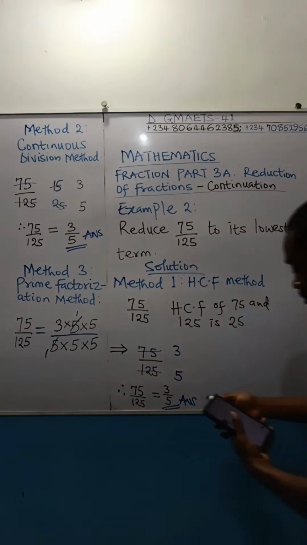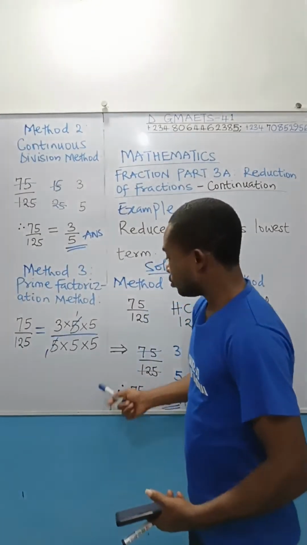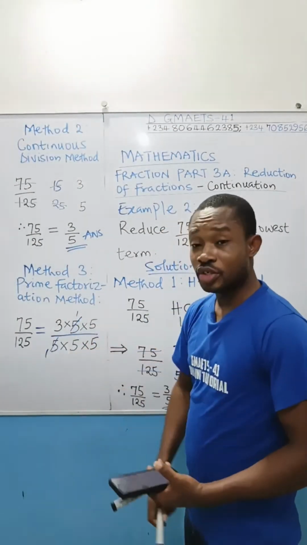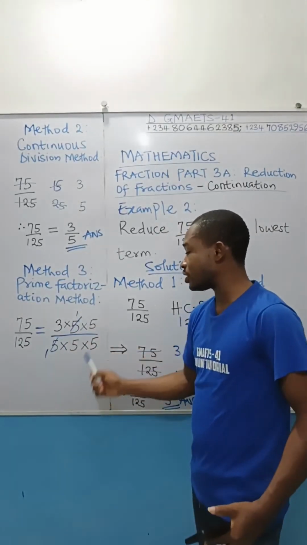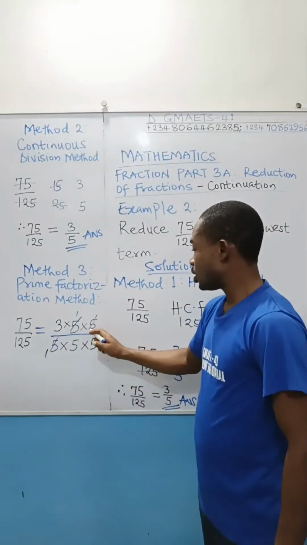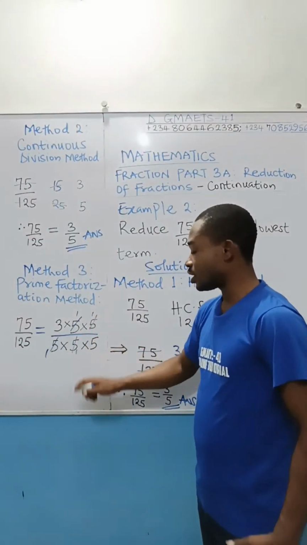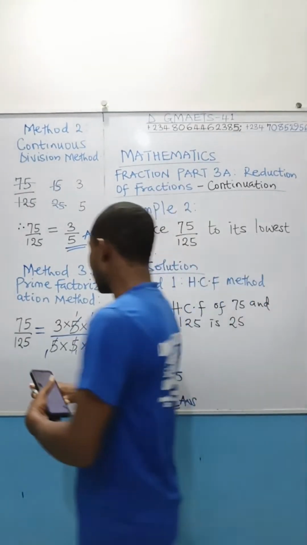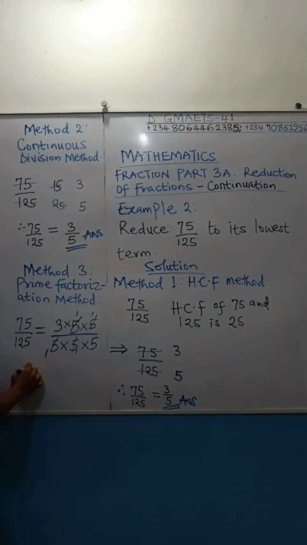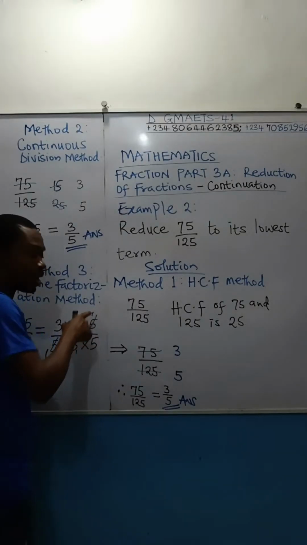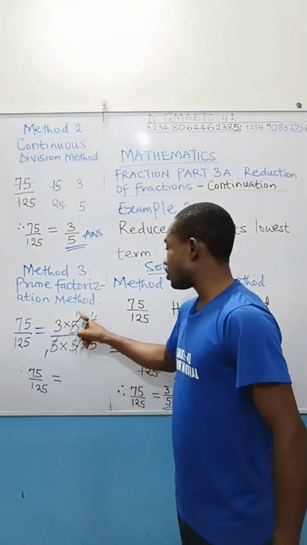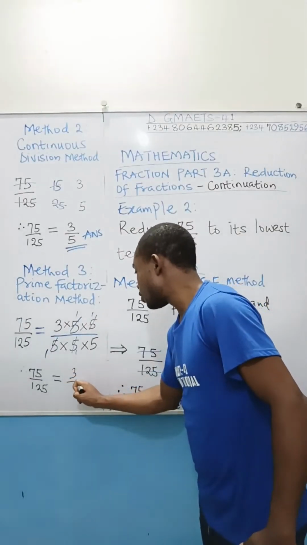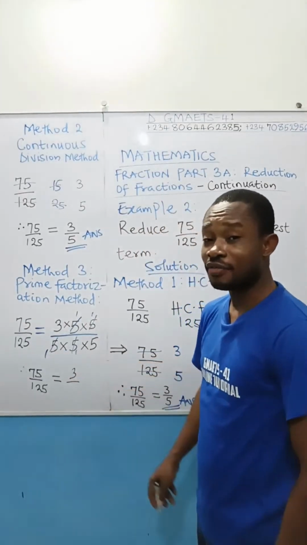All right, let's proceed. So these terms can reduce. If the 5 reduces this 5, you get 1, 1. The same thing, this 5 and this 5 will reduce, and you still get 1, 1. So at the end of this, 75 over 125 is equal to 3 times 1 times 1 in the numerator, which gives you 3, all over the denominator, 1 times 1 times 5, which gives you 5.